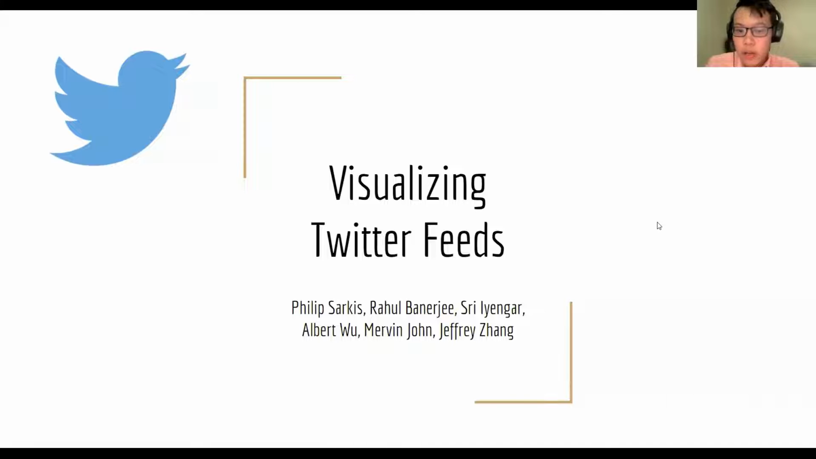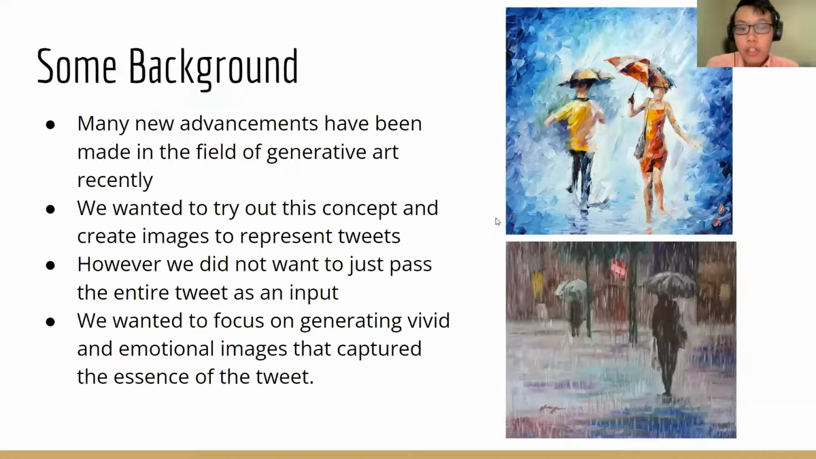Our 460J group ended up doing visualizing Twitter feeds as our final project. Some background into our final project is that there have been a lot of new advancements made in the field of generative art recently. We wanted to try exploring this concept and use it to create images to represent tweets. However, we didn't want to just pass in the entire tweet as an input into some text-based pre-built model. We wanted to focus more on generating vivid and emotional images that really captured the essence of the tweet.